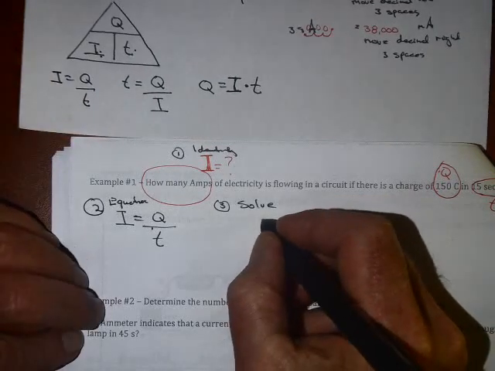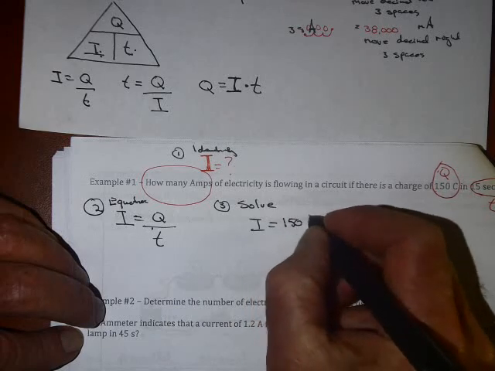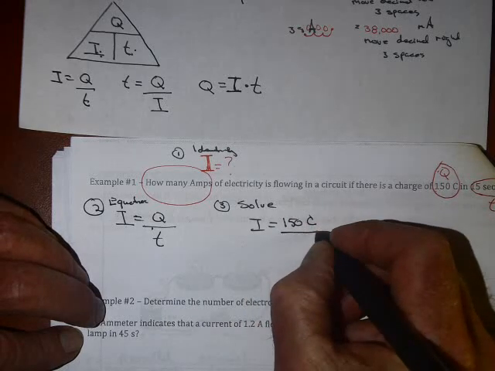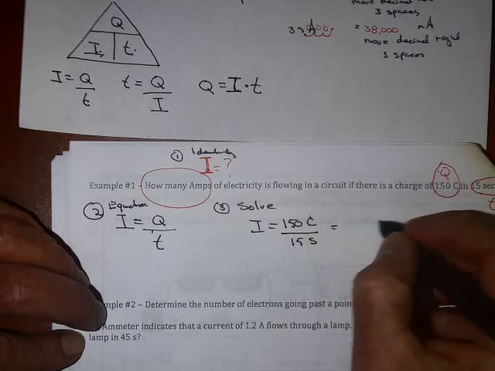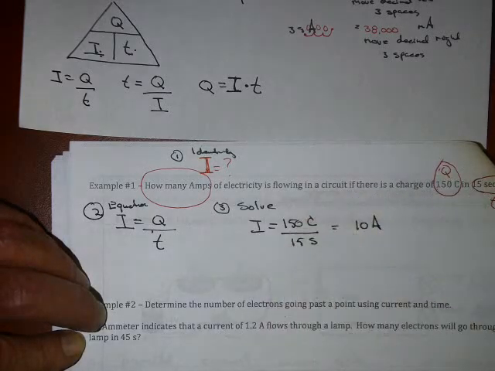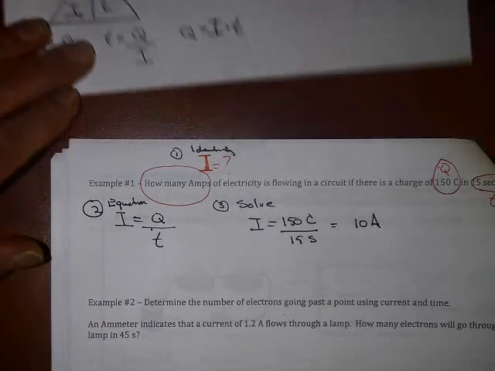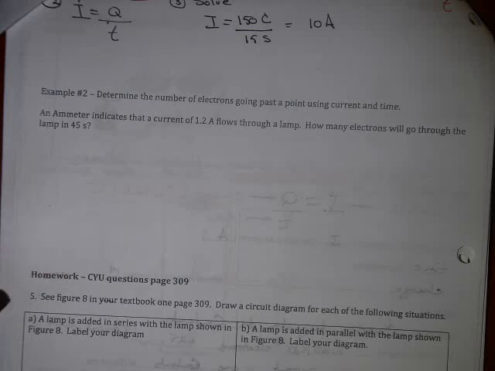So I is equal to Q, 150 coulombs, divided by 15 seconds, which is equal to, even I can do that in my head, 10 amps. Okay? Now, let's do one more, and I'm going to ask you to pause the video, try this, and then come back and we'll check to see how well you did. Pause now.